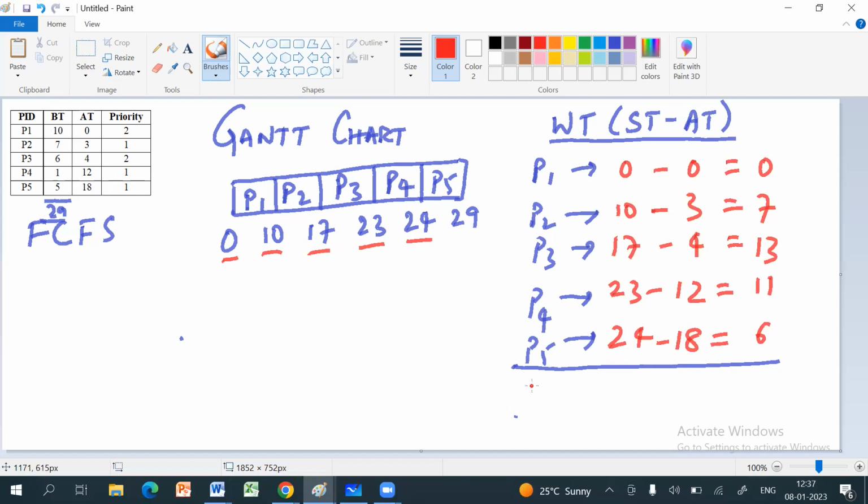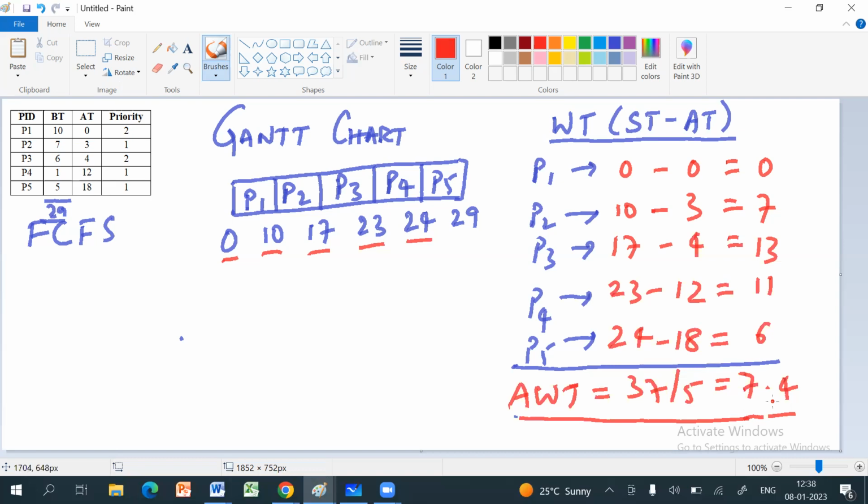Now we need to compute the average wait time, which is simply the sum of all these divided by the total number of processes. So that comes up to 0 plus 7 plus 13 plus 11 plus 6. That is 37, divided by 5 processes. So the average would be 7.4. Yeah, 7.4 is your average wait time.